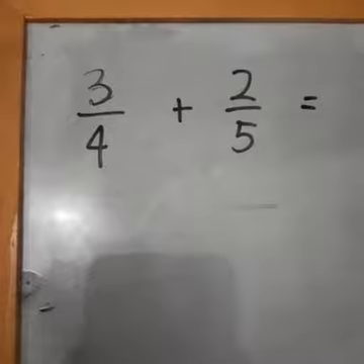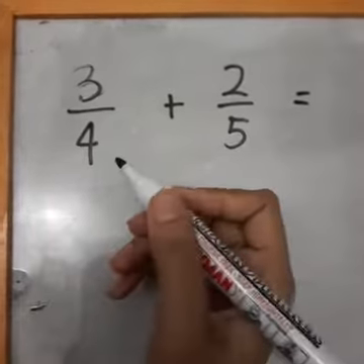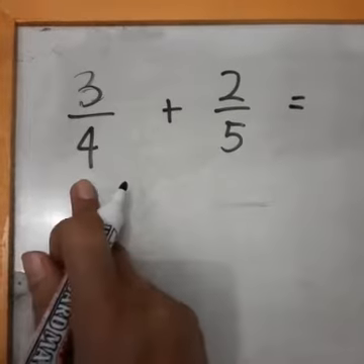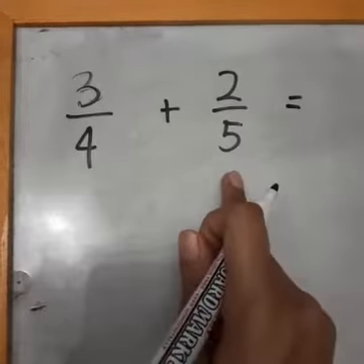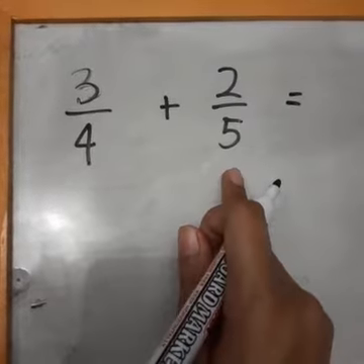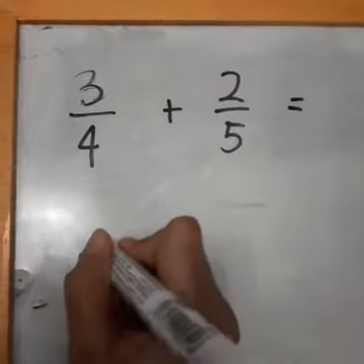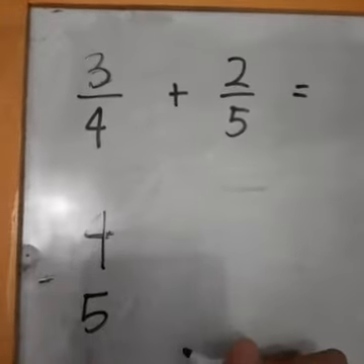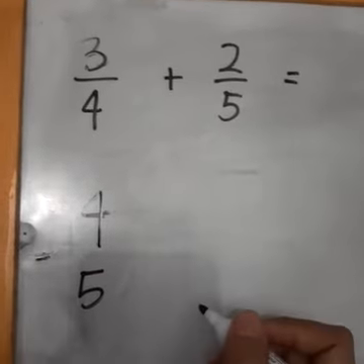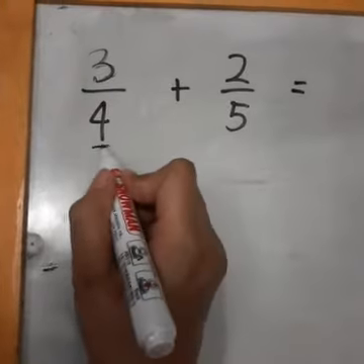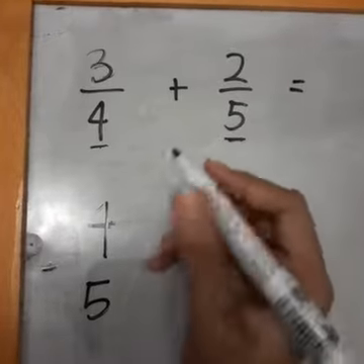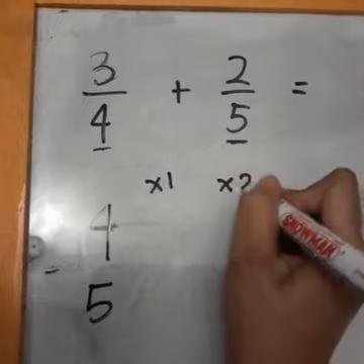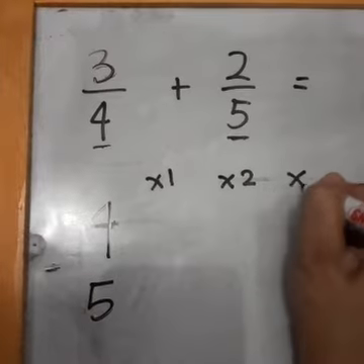To find the common denominator of both fractions, first, we have to find the least common multiple of 4 and the least common multiple of 5. We can write 4 here and 5. So, to find the least common multiple of both denominators, we can write here the first multiple, the second multiple, until the fifth multiple.